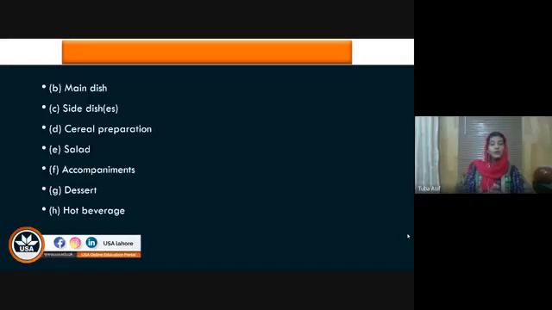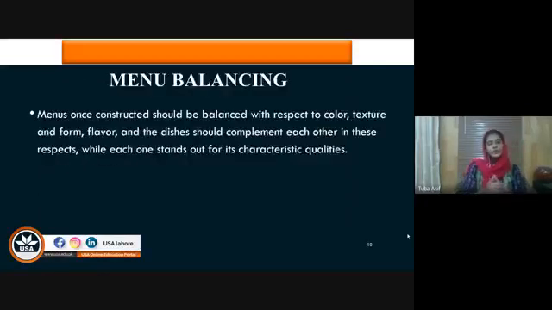Accompaniments could be there. There would be desserts, and then there would be hot beverages. This is the usual format that is being followed. Now, what is menu balancing? The menu should not be very busy in its outlook.